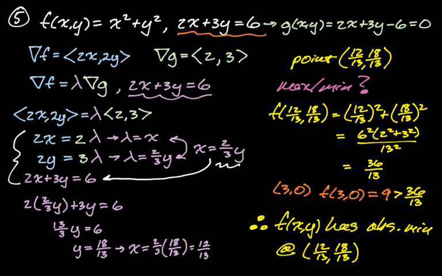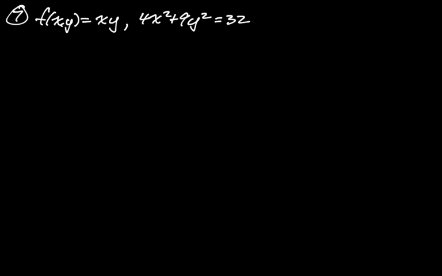All right, let's take a look at another one. All right, f of x y is x y. We have 4x squared plus 9y squared equals 32. We're going to rearrange that to be g of x y again, but again, I skip that when I'm usually just doing them. So we need the gradient of f. Partial x is y and partial y is x.